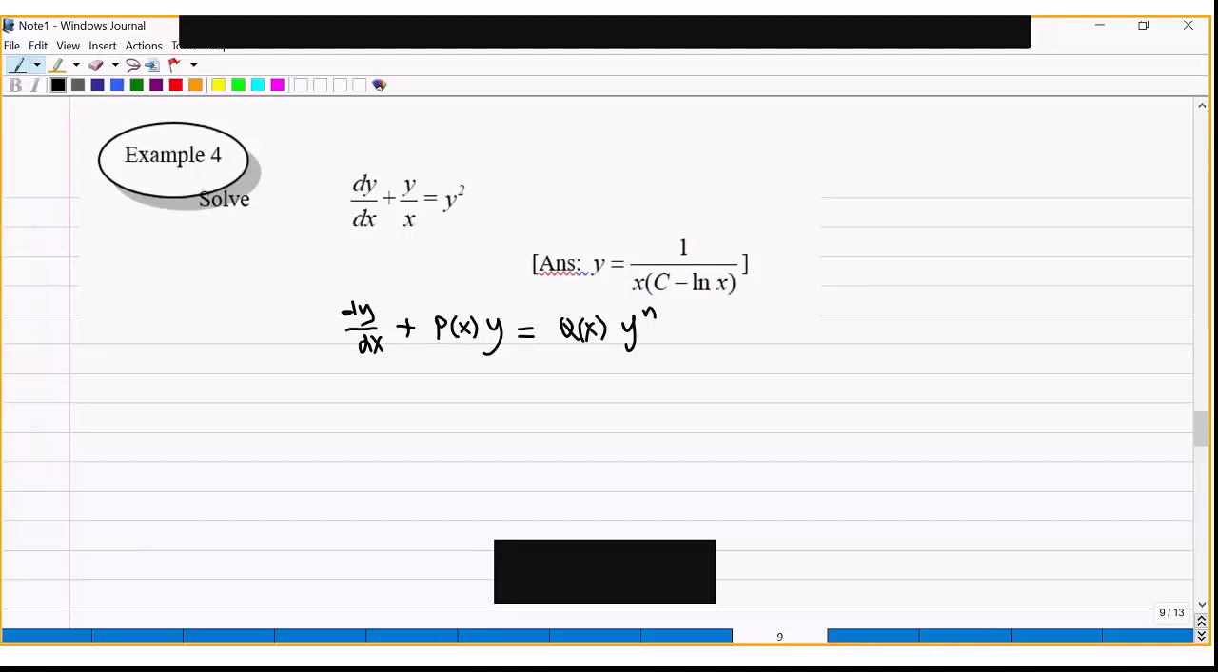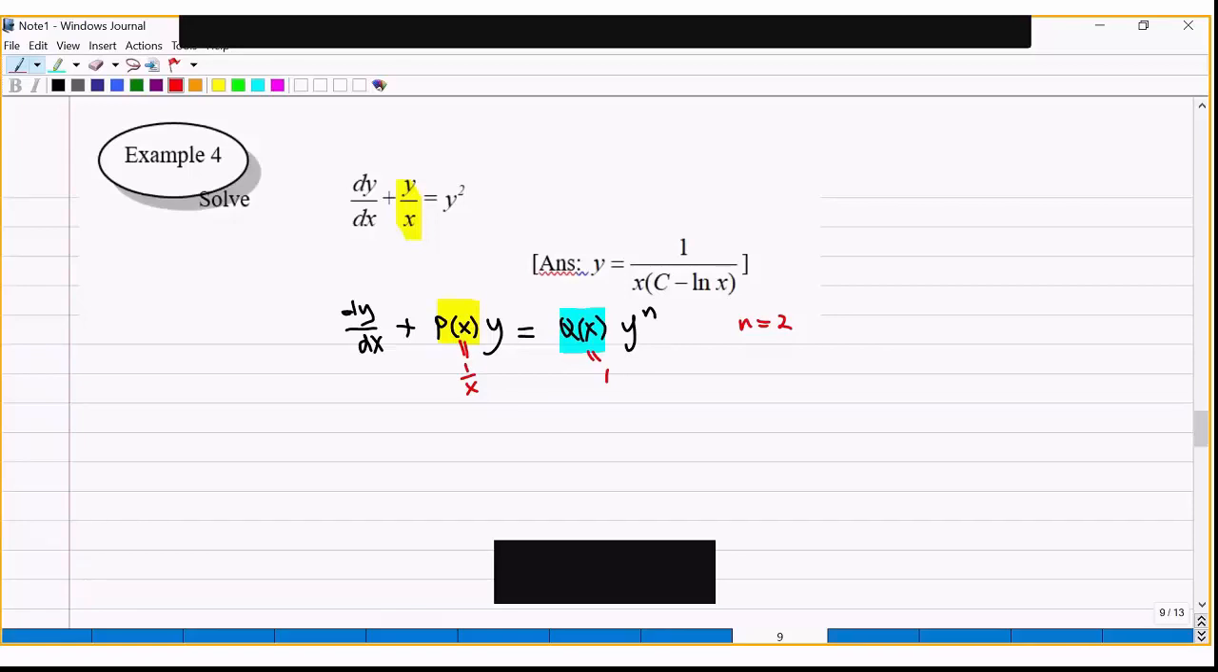By looking at the comparison, what is p(x) now? The p(x) is actually 1 over x here. Where is the q(x) here? q(x) is 1. So basically, you have q(x), which is 1, and this is 1 over x. And n is equal to 2 now. So you know that this is the Bernoulli equation.